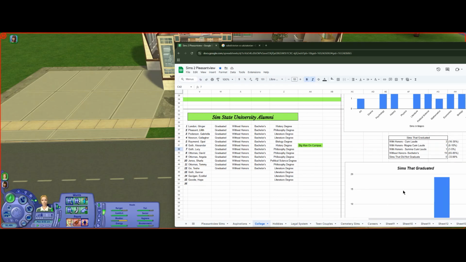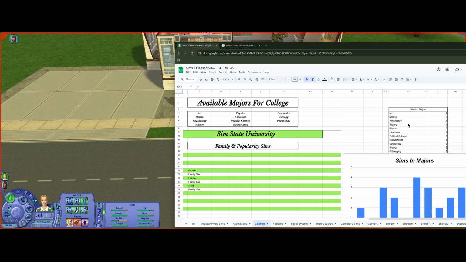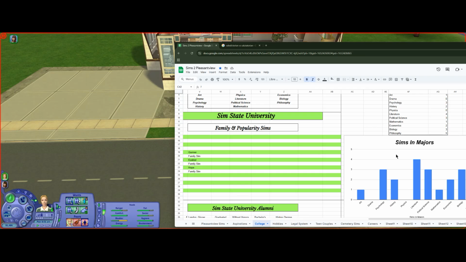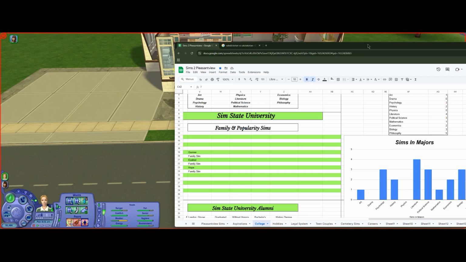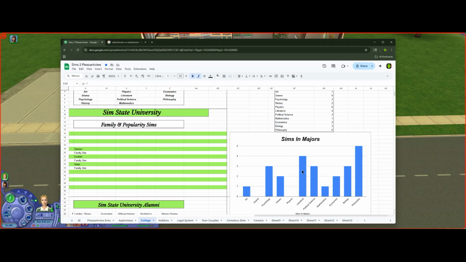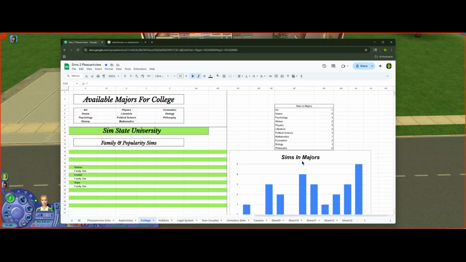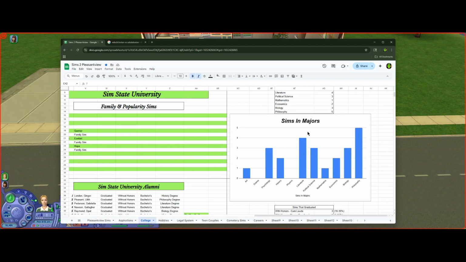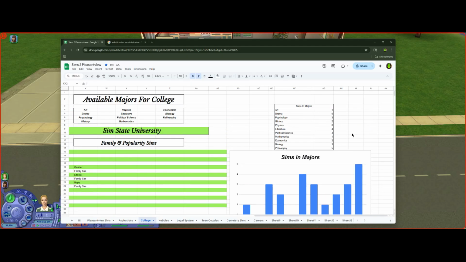But anyway, we're going to come all the way over to the right here, and we're going to have Sims and majors. And again, I put all this stuff in a chart, let me move this back over so we can see, so we can actually see what majors my Sims are choosing when they're in college. So right now it looks like philosophy is winning because my Sims didn't want to choose their degrees in Sim State University, but that is completely okay.